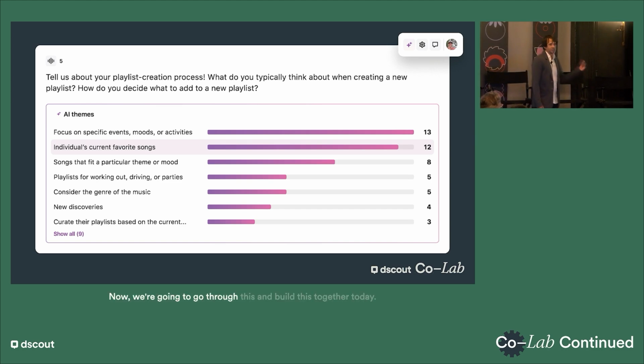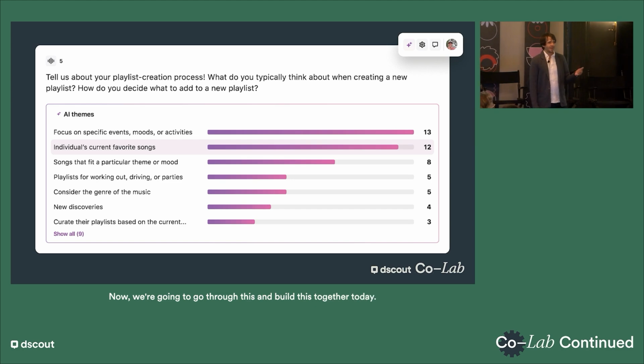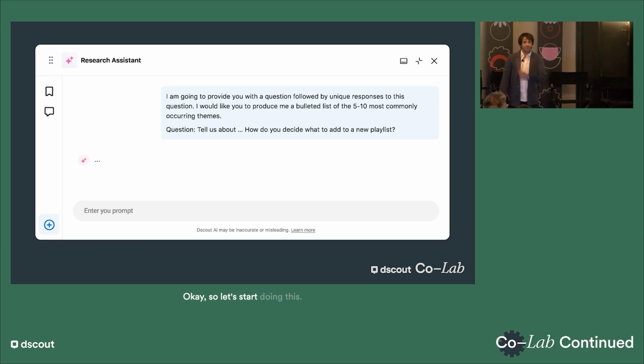Now, we're going to go through this and build this together today. But the main takeaway, or one of the main takeaways here, is that after months and months of work, this is actually a really hard problem. We are now seeing about 25% time savings in doing the analysis. So it's a huge benefit. Okay, so let's start doing this.